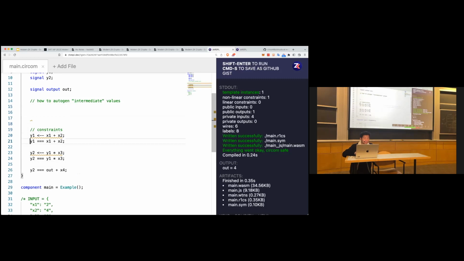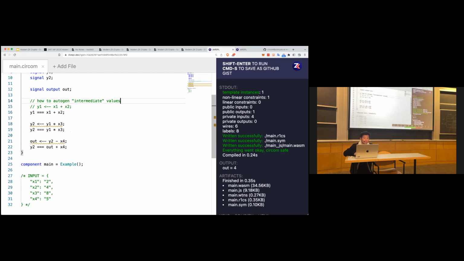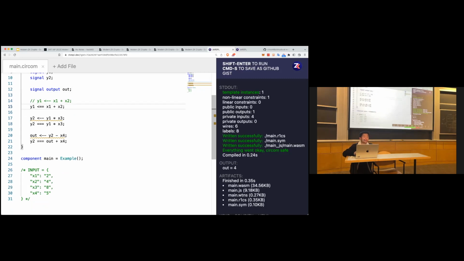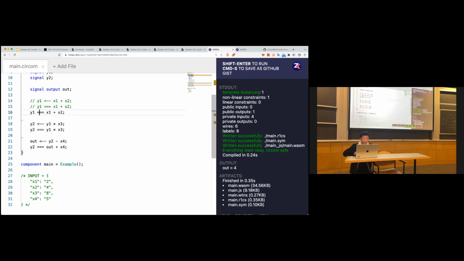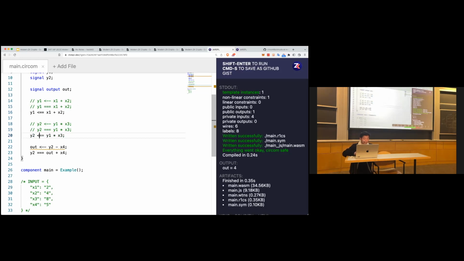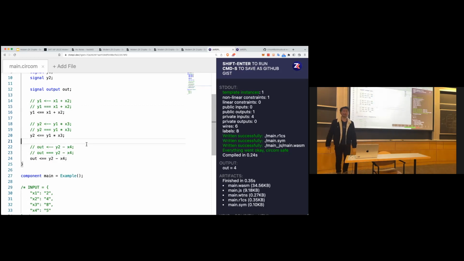Which is I can use an operator, the double arrow. So actually, let me do this. So double arrow is basically just shorthand for break this up into a constraint and a witness variable assignment. And it's purely syntax that ends up being compiled down effectively into these two things.